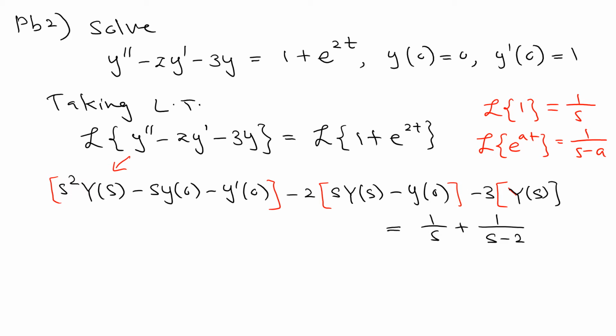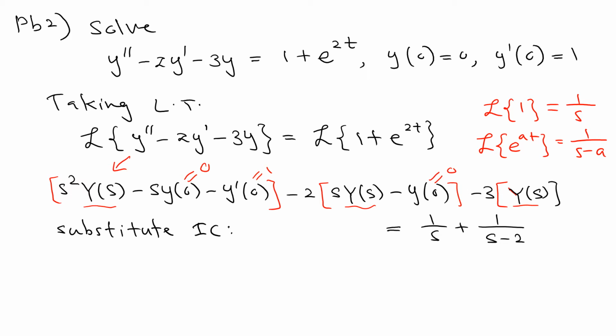Now we're going to plug in the initial conditions. We know y(0) is 0, so this term is 0, and also this term is 0. And then y prime(0) is 1, so this is 1. Let's substitute those and collect the Y(s) terms. We're going to collect all the Y(s) terms together. We have 1, 2, and 3. We collect them and can write it like this now.